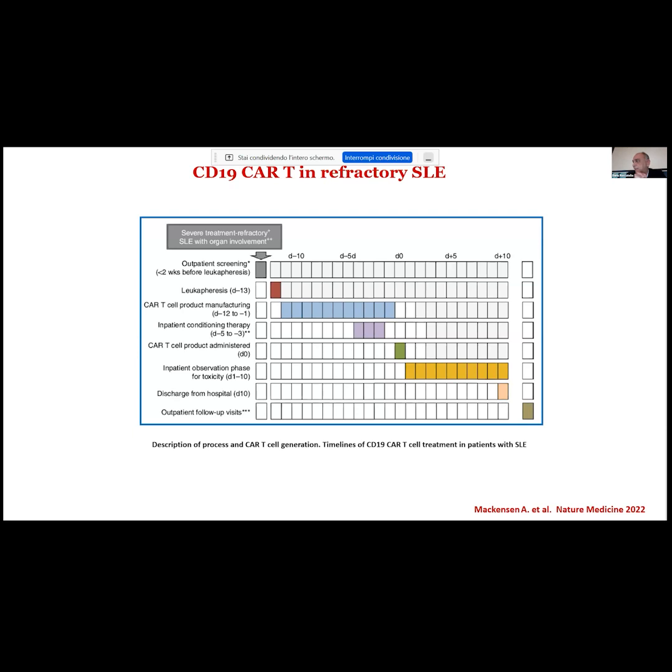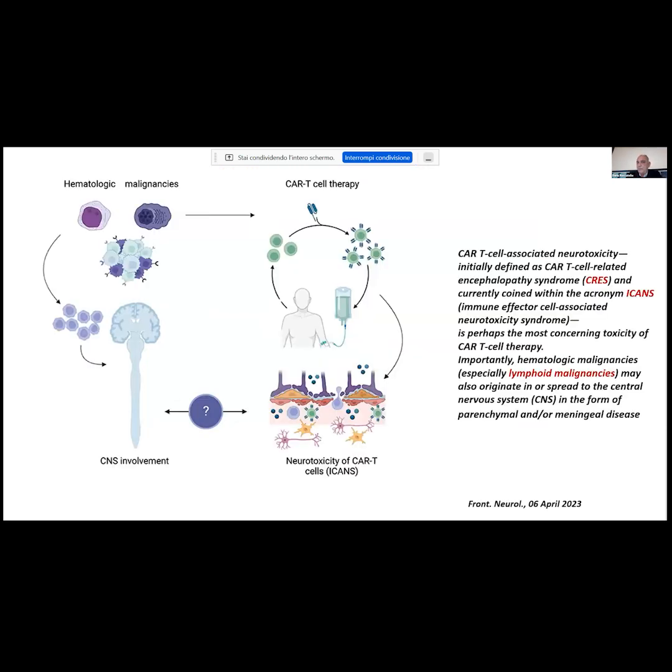Another concern is the effect of the so-called CAR T cell associated neurotoxicity, and that is currently coined with the acronym ICANS, immune effector cell associated neurotoxicity syndrome. That is another concern beside lymphoid malignancy, sometimes with a special target in the brain. So we need some more information about this novel therapy.